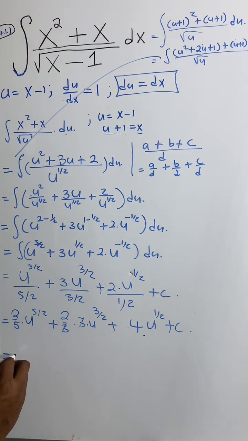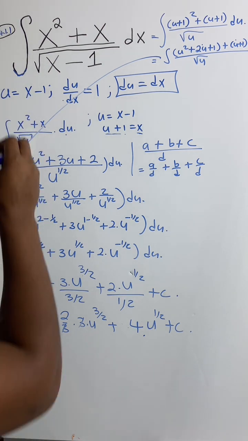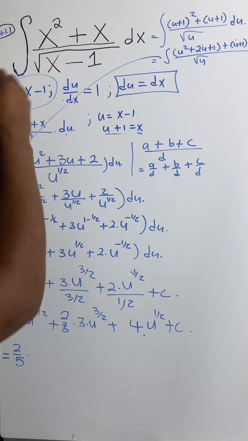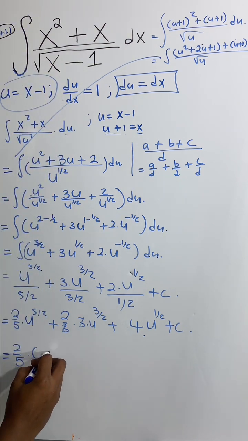From here, let's substitute. So we said that u is equal to x minus 1. So let's substitute x minus 1 where there is u.